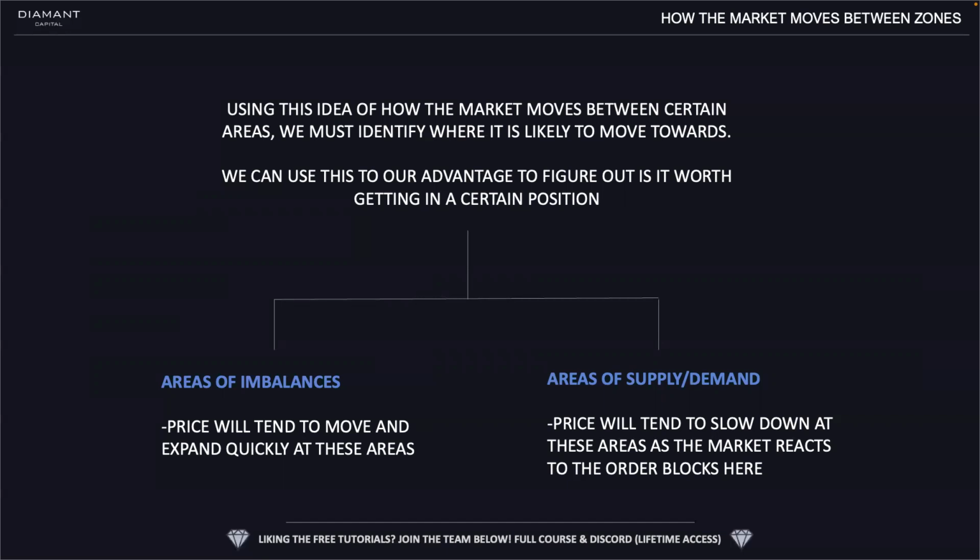As soon as you've got an imbalance to the left of the market, so obviously when you are on your charts and you're looking to the left and there's massive imbalance there, you can expect that price is going to move quickly. But when we've got areas of supply and demand to the left, we can expect some kind of reaction at these zones, or at least a slowdown.